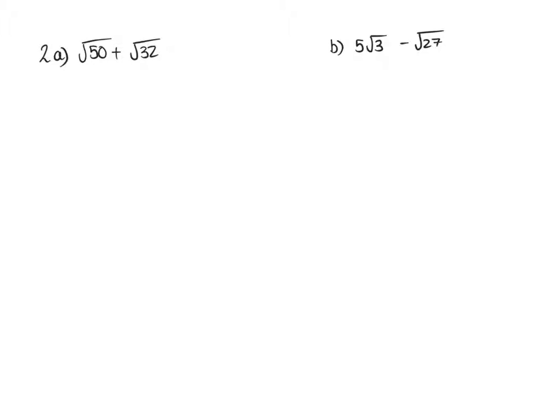Right, so question 2. Part A, we've got the square root of 50 plus the square root of 32. The question says to leave them in the form a square root of b. So that just means simplify them and put them together into one expression. So, square root of 50. 1 times 50, 2 times 25. So we've got 25. That one's going to be the square root of 25 times 2, which is 5 root 2.